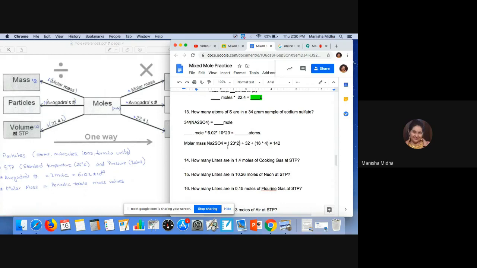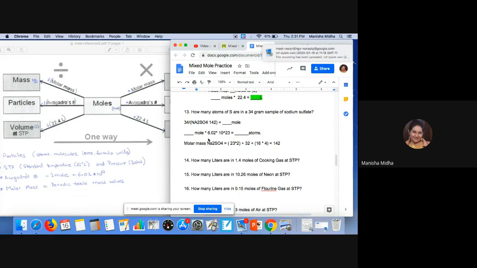You don't have to use parentheses in the calculator for multiplication and addition because they complement each other. The calculator does not get confused. It knows when to multiply, when to divide. It knows the priorities. So 23 times 2, that is Na, plus sulfur. Sulfur on the periodic table is 32, plus oxygen times 4, because oxygen is 16 and there are 4 oxygens, so we are multiplying 16 and 4. If you put all these values in the calculator, you get 142, which happens to be the molar mass of Na2SO4. So basically, we will be dividing 34 by 142.